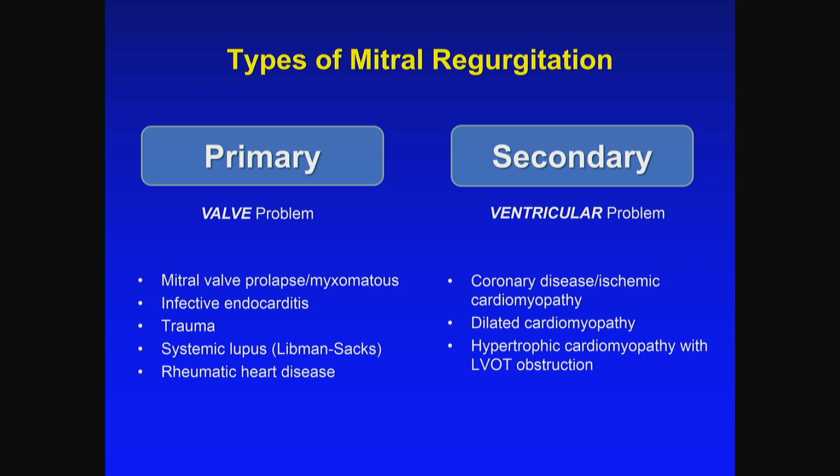Primary valve problems include myxomatous degeneration or mitral valve prolapse, infections of the valve like endocarditis, traumatic rupture of the valve, non-infectious endocarditis like Libman-Sacks endocarditis and lupus, or even rheumatic heart disease. Whereas secondary mitral regurgitation can be caused by ischemic or dilated cardiomyopathies, or even hypertrophic cardiomyopathy with LV outflow tract obstruction.